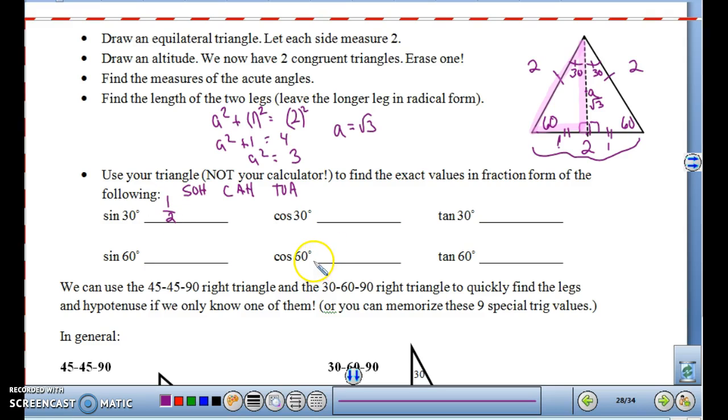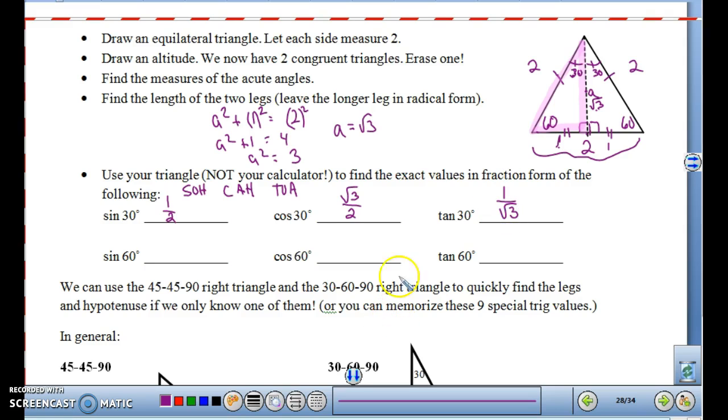All right, what is the cosine of 30? The cosine of 30, start from 30, is adjacent over hypotenuse. So which side is adjacent to this? Would be the square root of 3 over the hypotenuse, which is 2. The tangent of 30, opposite over adjacent. So starting from 30, opposite would be 1, adjacent would be the square root of 3. 1 over the square root of 3.